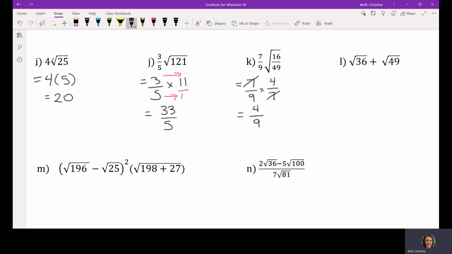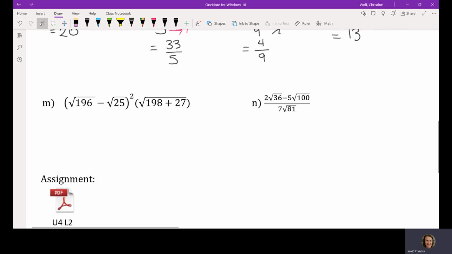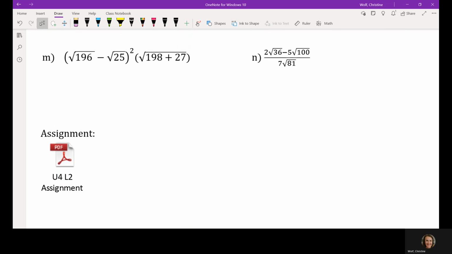Okay, this guy over here, L, we only have 3 left. L says, I want the square root of 36 added to the square root of 49. So the square root of 36 is 6, and the square root of 49 is 7. We add them up. How easy is that? 6 plus 7 is 13. We can handle that. All right, so for these last two, I threw everything at you that I could. So I'll give you a second to copy down M and N, and then we'll tackle them.